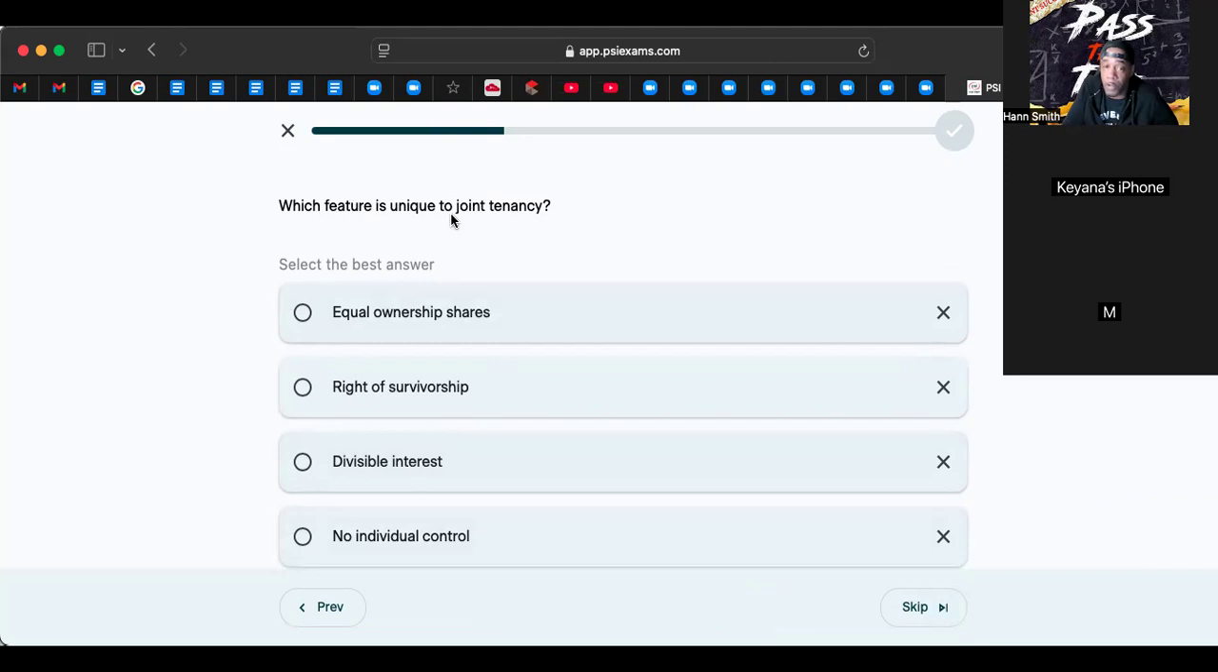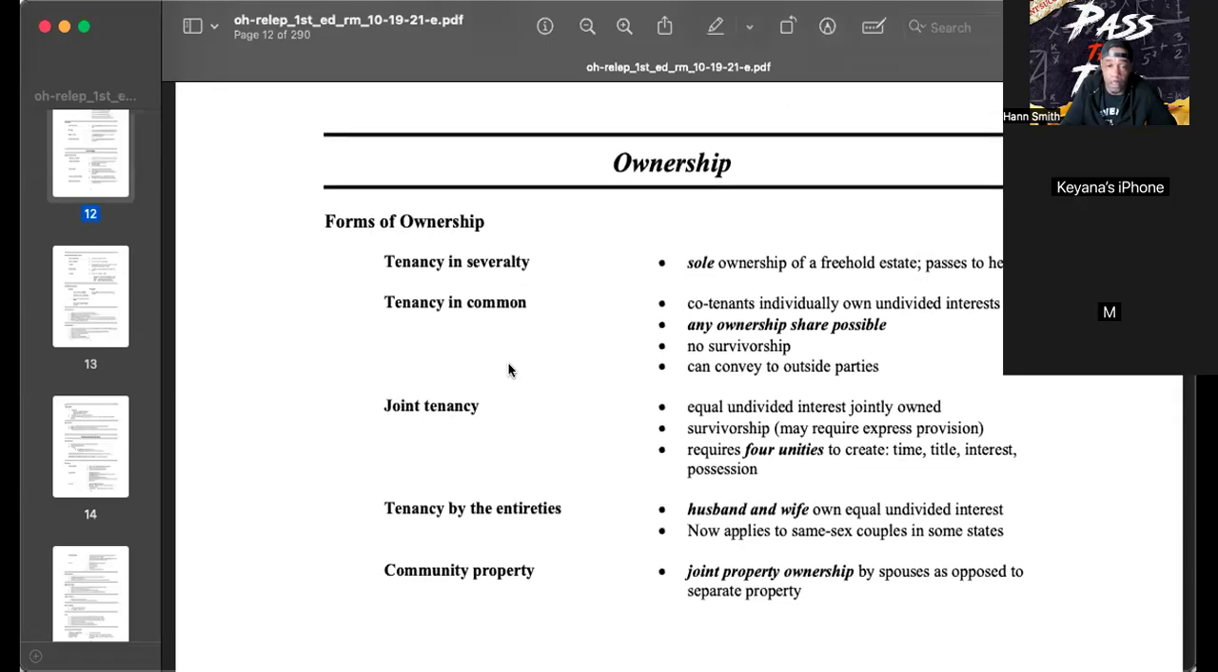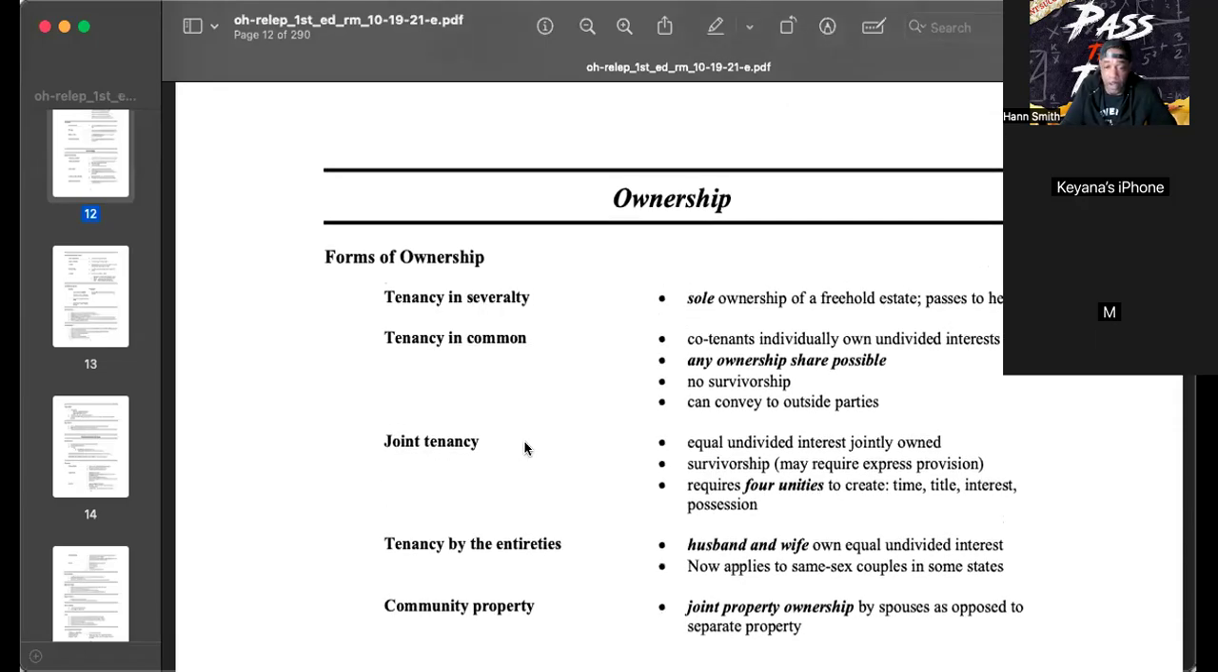All right, here's another question. Which feature is unique to joint tenancy? Now we're gonna cheat and look over there, because we're trying to retain it. All right, here's joint tenancy right here.